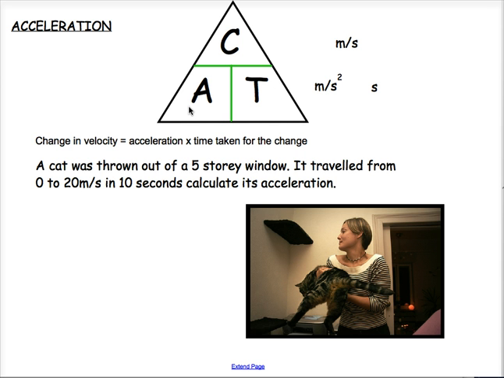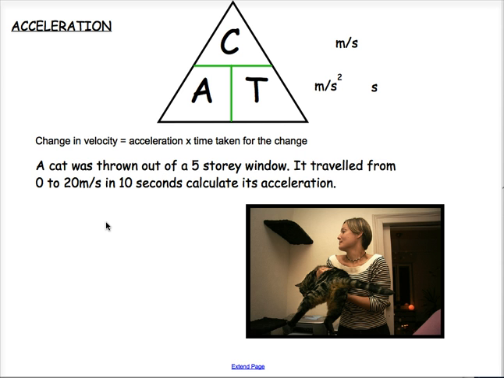Now, what we're working out here is the acceleration. That's how fast something speeds up. So what we need to know is how much it's actually changed its velocity and how long it took to do that. So I remember it as CAT. C-A-T: change in velocity, acceleration, and time.